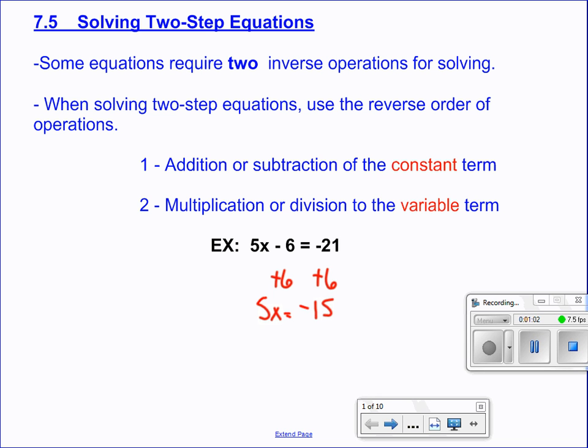So I dealt with a constant term. Now I'm going to divide each side by 5. X is going to be equal to negative 3. And before I move on to the next problem, I'm going to check. Negative 3 times a positive 5 is negative 15.